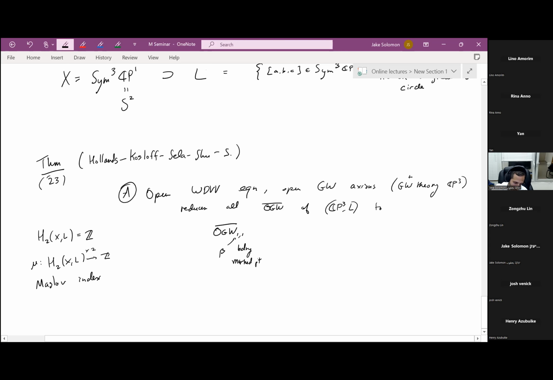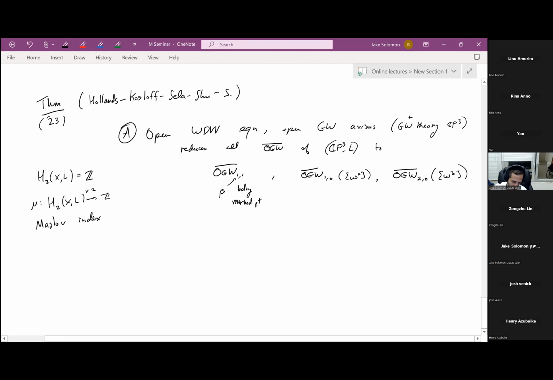Okay. And also OGW 1, 0, and the cohomology class of the symplectic form squared. And finally, OGW of the cohomology class of the symplectic form cubed. But now this beta is going to be no longer the generator, but the degree 2. So you can reduce everything to these 3 basic invariants.